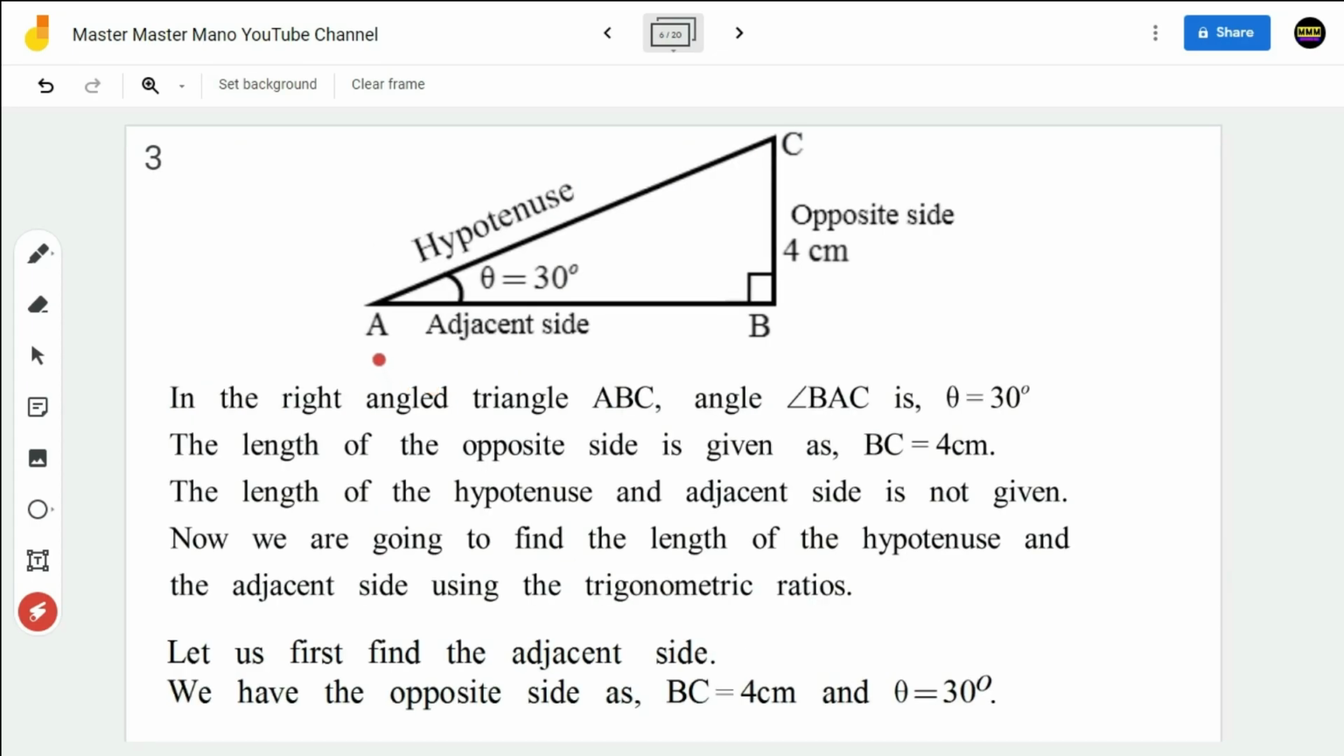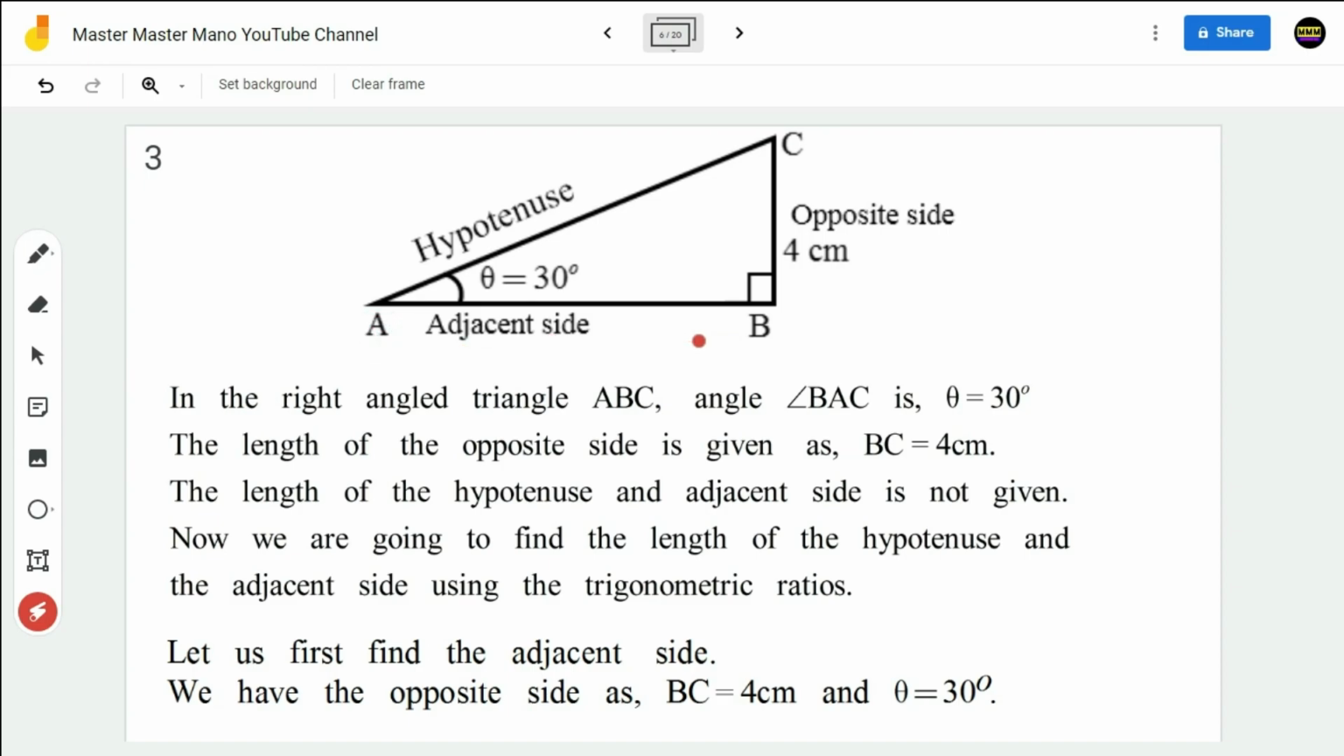Now we are going to see the third problem. In the given right angle triangle ABC, angle BAC is given as theta equal to 30 degree. The side opposite to theta is the opposite side, and the opposite side BC is given as 4 centimeter. The side opposite to 90 degree is the hypotenuse. The side AC is the hypotenuse, and its length is not given. After naming the opposite side and the hypotenuse, the third side is the adjacent side. Therefore, the third side is AB, and its length is also not given.